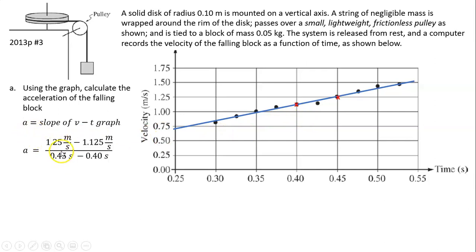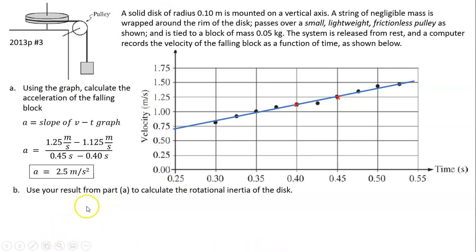Acceleration equals slope. For the slope, you need to choose two points. These are the two points I chose because it's easy for me to read them. One is 1.25 in the y direction, the other one is 1.125 in the y direction, and their corresponding x values. This is the acceleration I have. It depends on the graph, so your number can be a little different from mine, and that is okay.